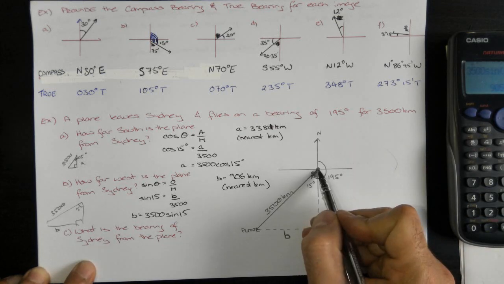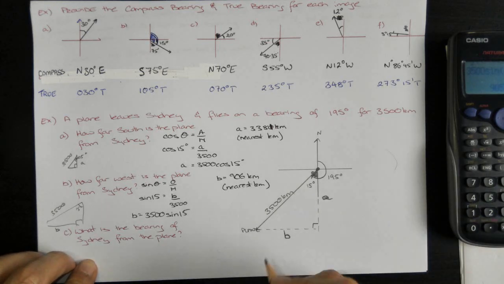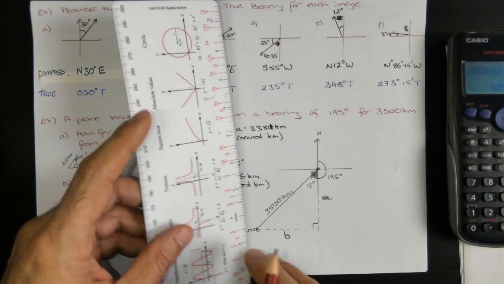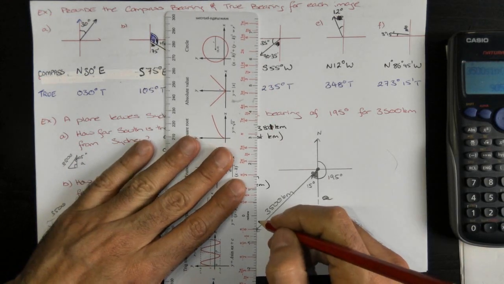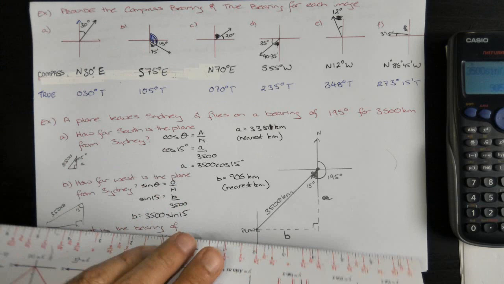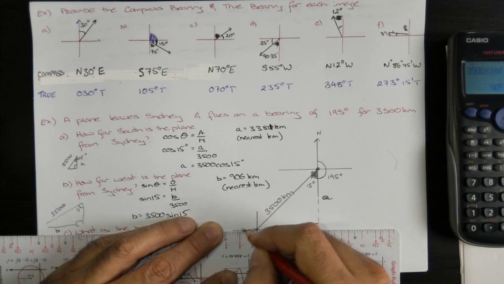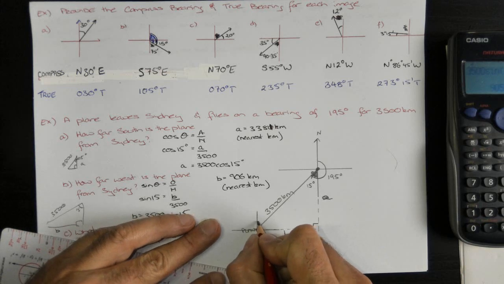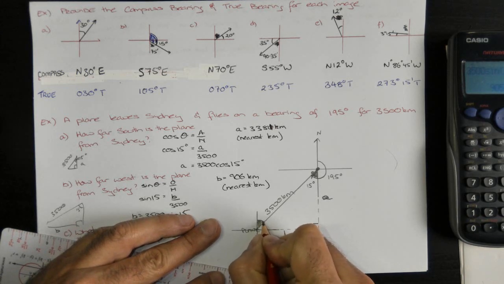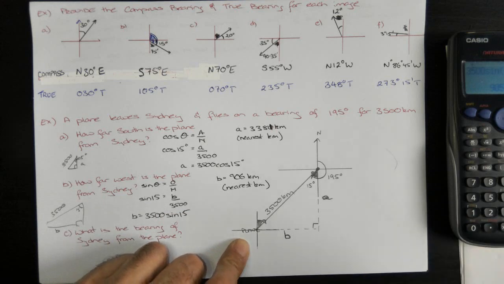So remember this dot here was Sydney. We actually want to find the bearing of Sydney from the plane. So what I do is I do a little cross here on my little plane section. And what I really want to do is I actually want to know what this angle here is, so that I can figure out that bearing.